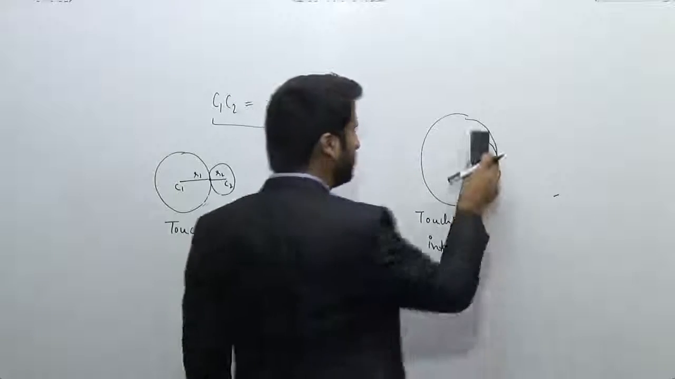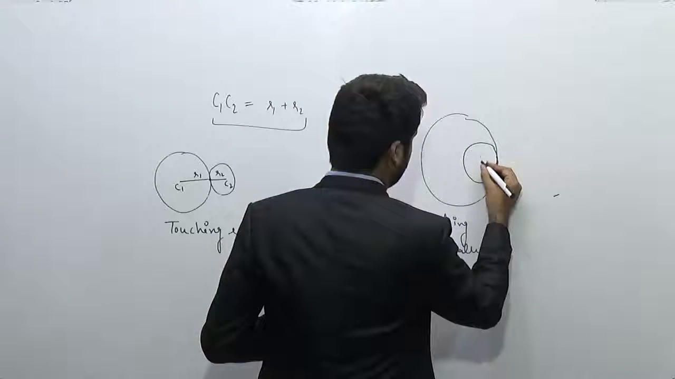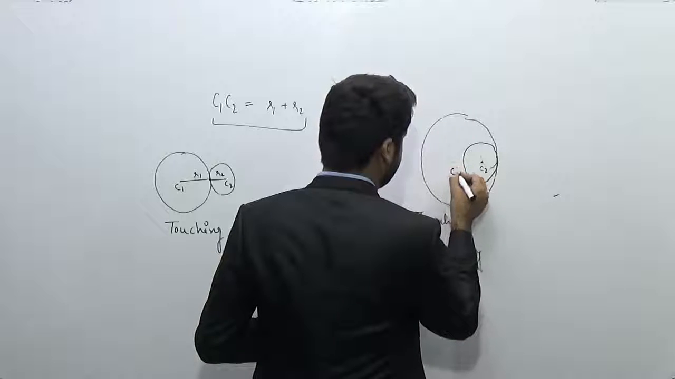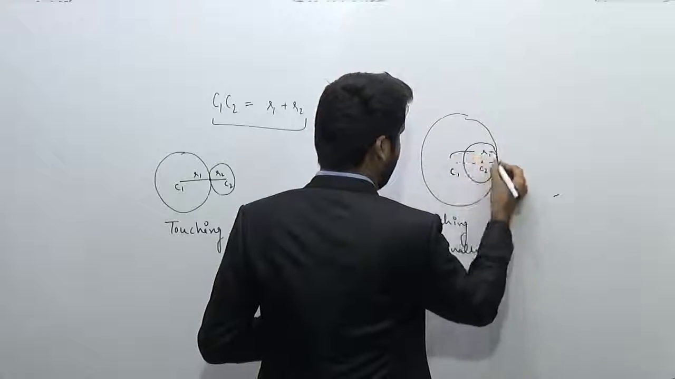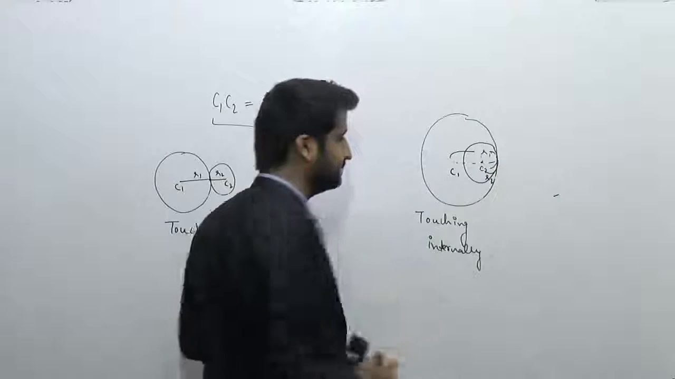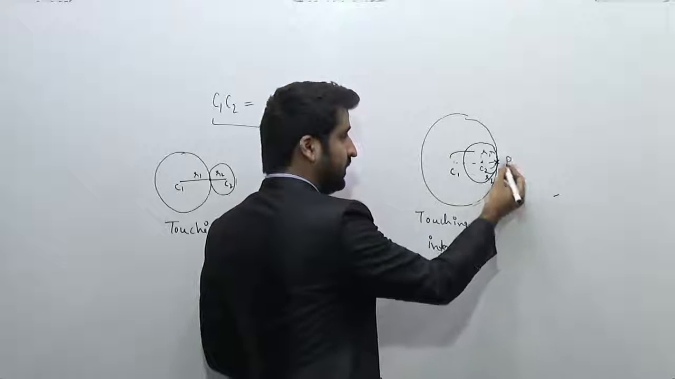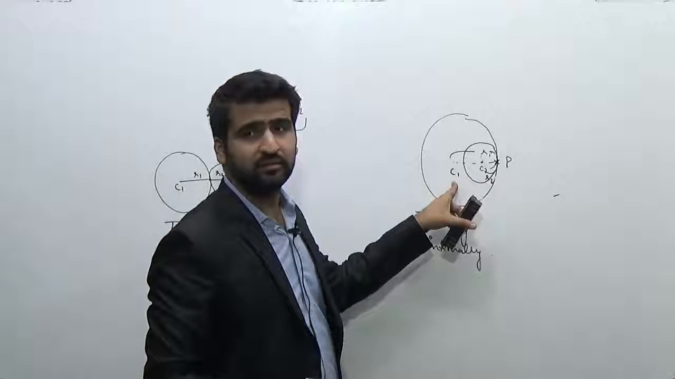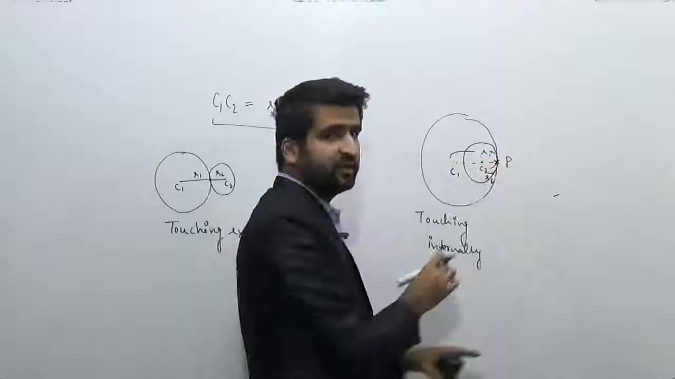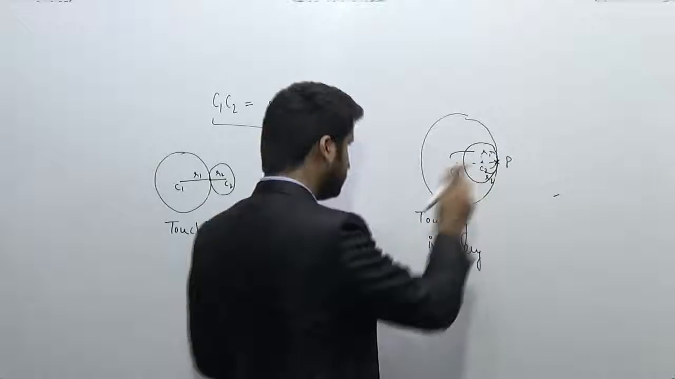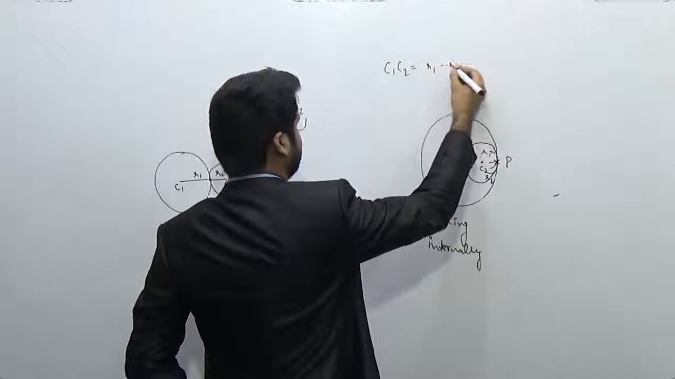And if the circles are touching internally, we know that this is C2, this is C1, the whole distance will be R1, and the small distance will be R2. Now this whole distance between the point of touching and the center of the first, this will be equal to R1, and the point of touching and the center of the second circle will be R2. So in this case, I know that C1C2 will be equal to R1 minus R2.